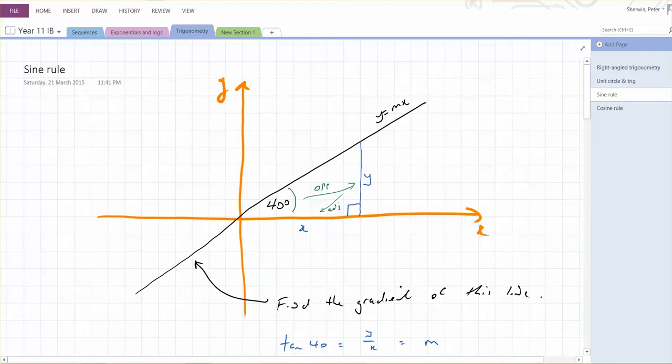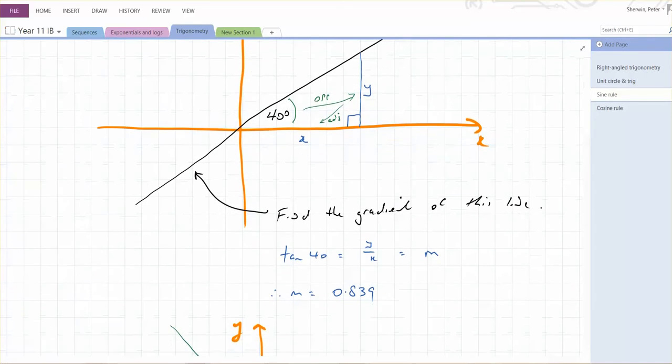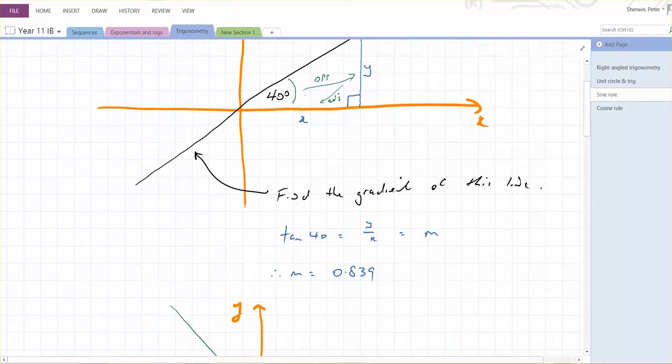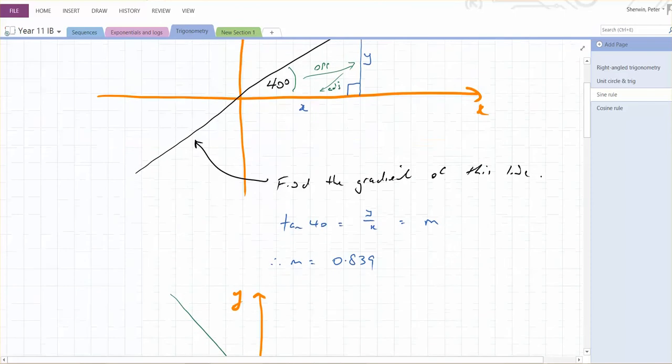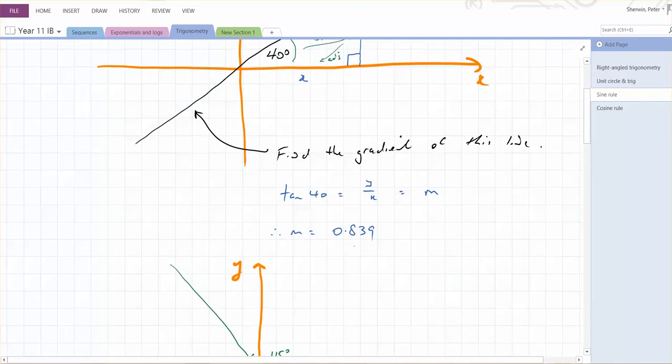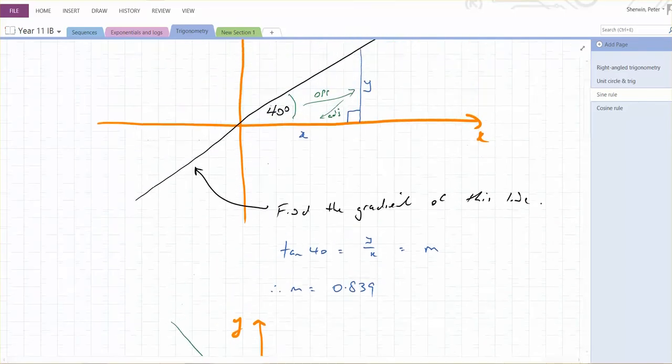Opposite over adjacent. So tan of 40 is equal to opposite over adjacent, which is equal to rise over run, which equals the gradient of this line. So finding the gradient of this line is just a matter of finding what tan 40 is, which I put through my calculator earlier, got 0.839. So that's the gradient of that line.